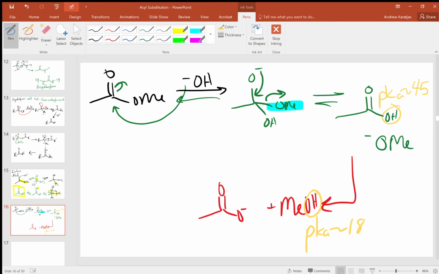And so because there's such a strong preference in this reaction for this step to go forward, this is the entire step that drives the equilibrium forward. Finally, at this point, once this has happened, we quench the reaction with acid and we get our carboxylic acid back.